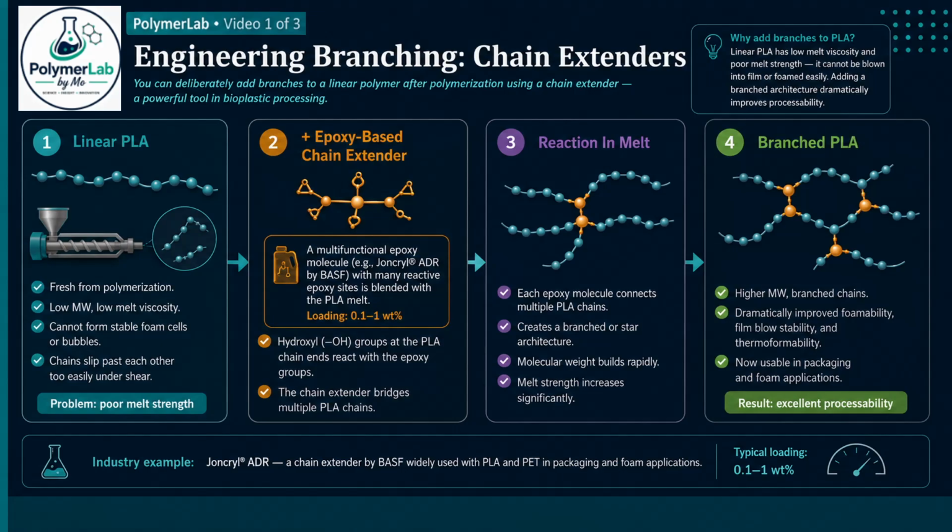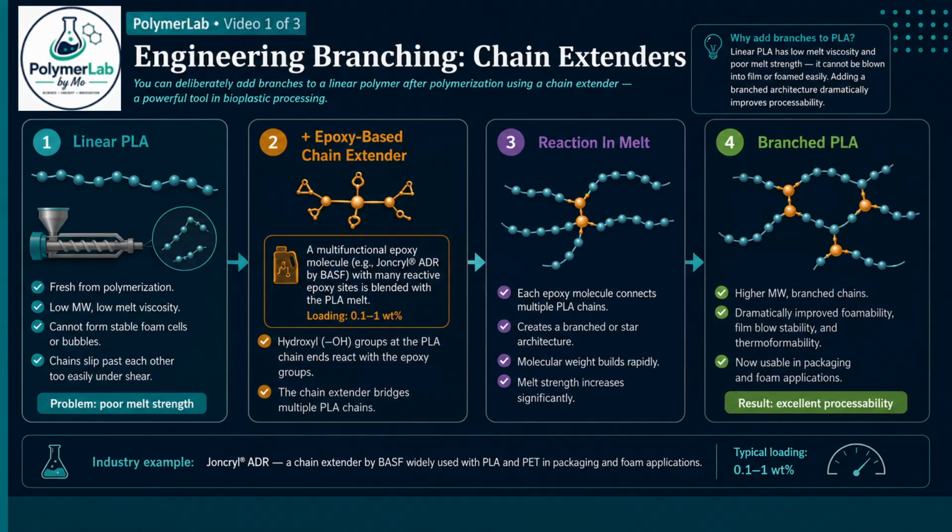The hydroxyl groups at the end of the PLA chains react with epoxy groups on the chain extender. One chain extender molecule connects multiple PLA chains. This builds molecular weight rapidly. The result is a branched or star-shaped architecture, multiple PLA arms radiating from a central chain extender molecule. Branched PLA: molecular weight increases dramatically, melt viscosity increases, melt strength increases enough to stabilize foam cells and balloon film bubbles.